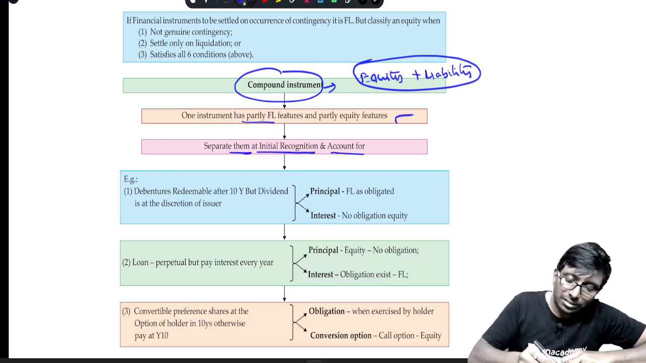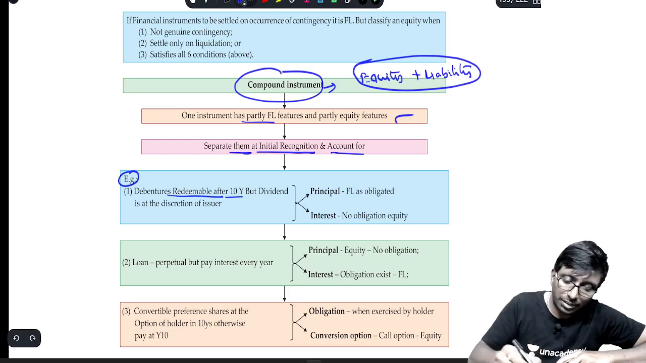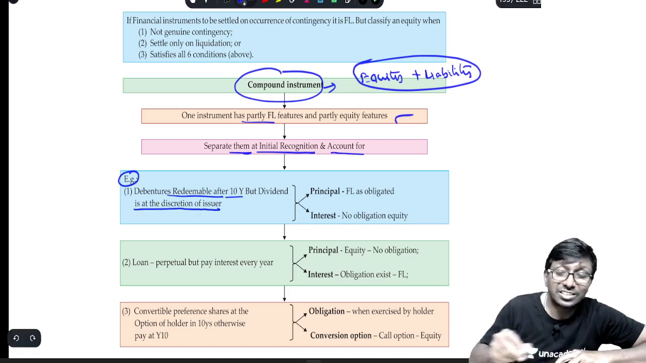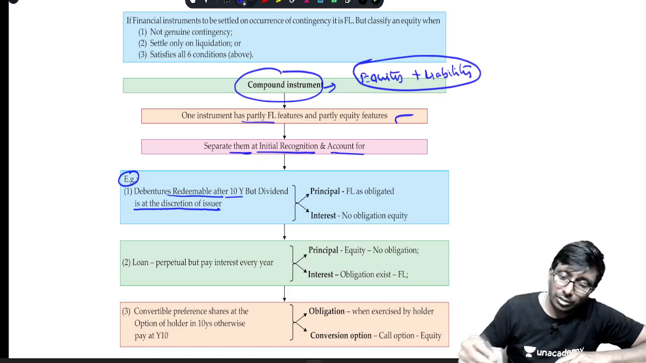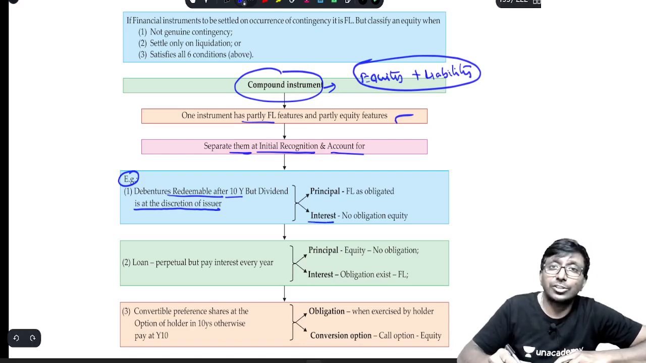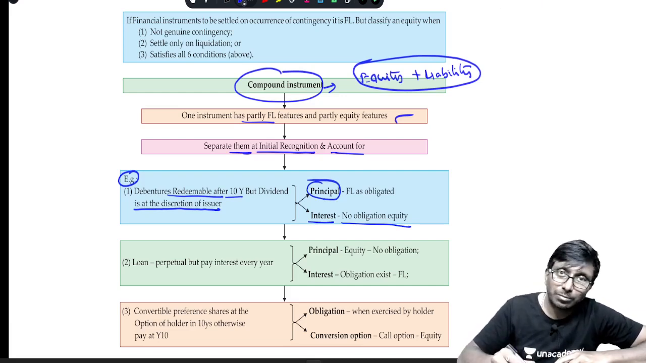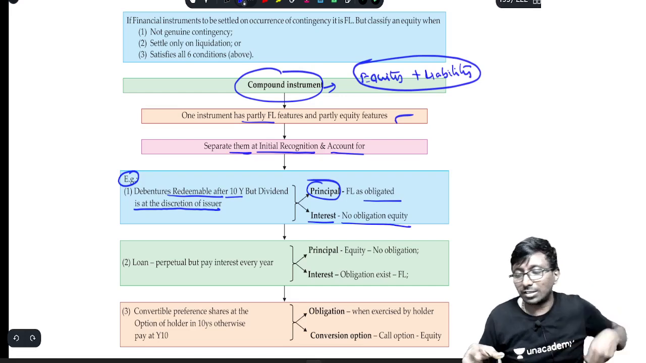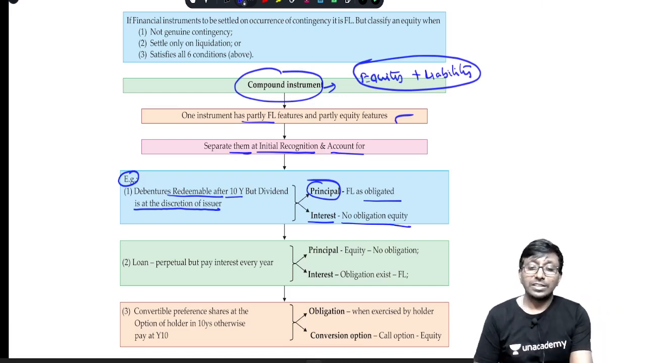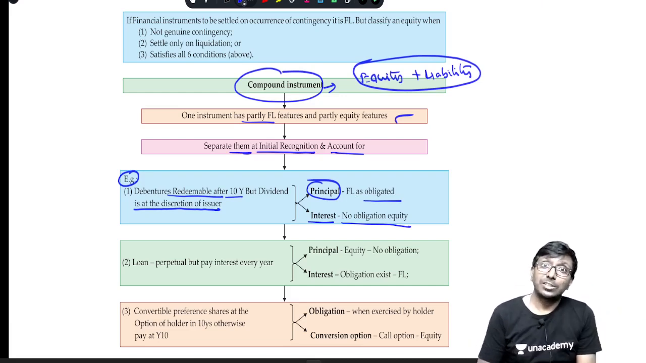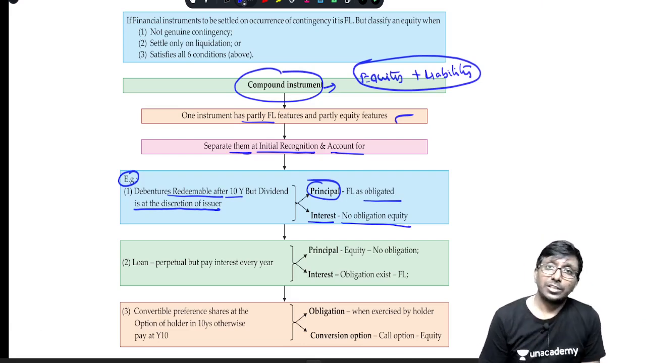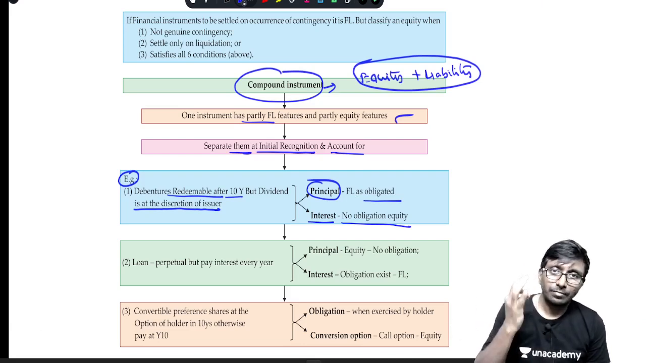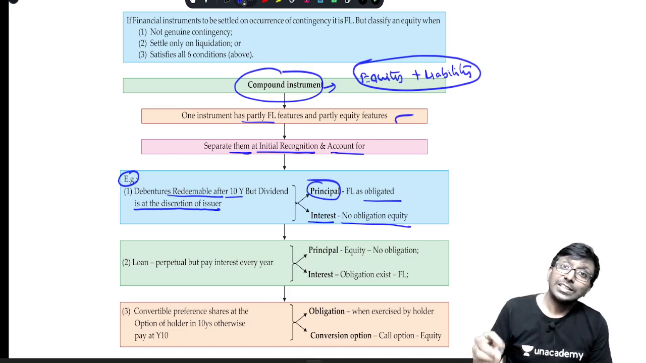Yes, examples. Debentures redeemable after 10 years, but dividend is payable at the discretion of the issuer. Very good. That means interest is at my discretion, so there is no obligation. Correct? Principal I have to repay after 10 years, which I am obliged to do. It is an obligation for me. Then it is a compound financial instrument. Principal amount is a liability. Dividend amount is by option, so it is equity.